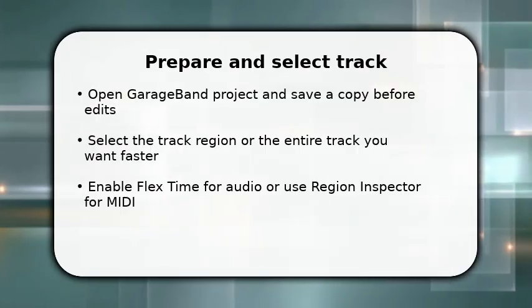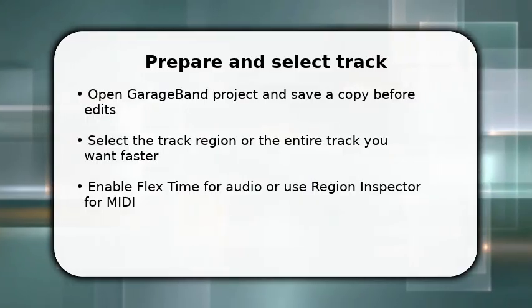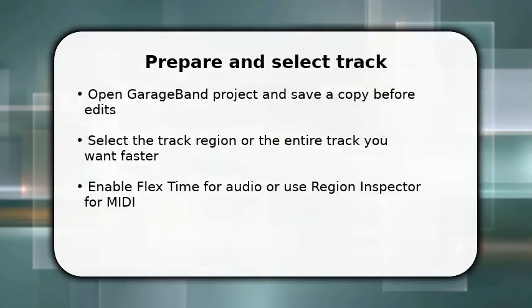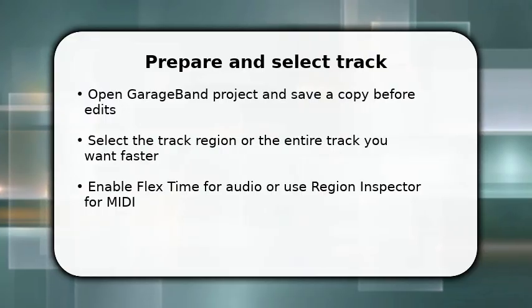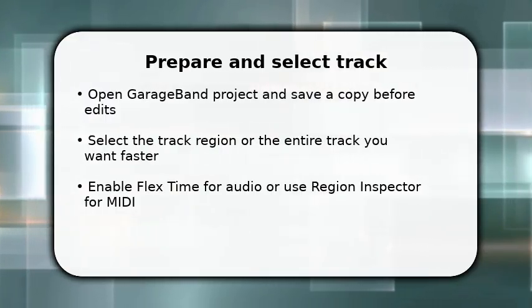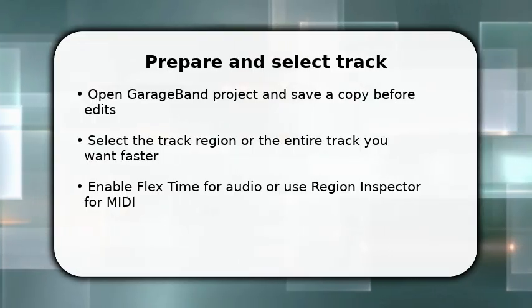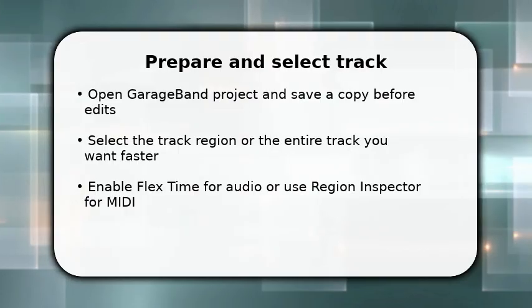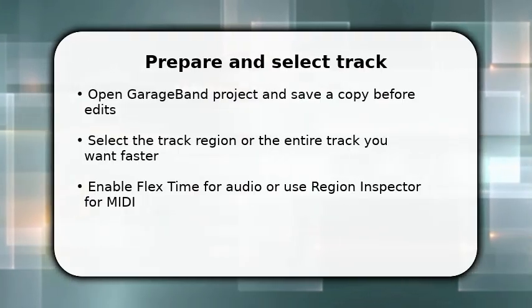You start by opening the project and saving a duplicate so you can undo freely. Next, click the specific track region or whole track you want to speed up. This targets changes. For audio, enable flex time from the track menu so tempo edits remain musical. For MIDI, show the region inspector.